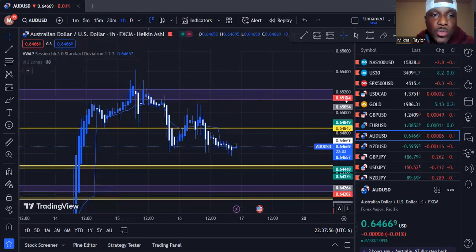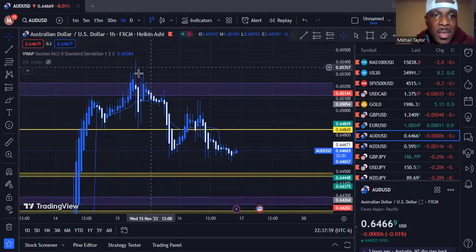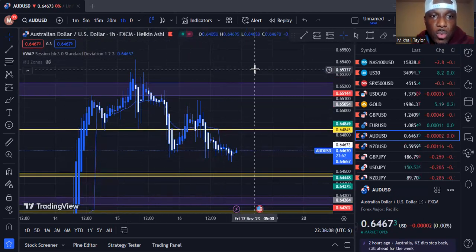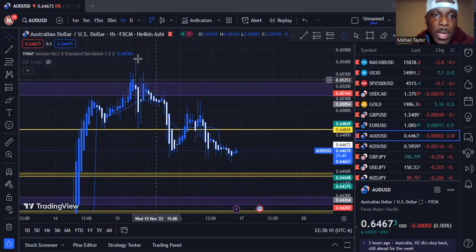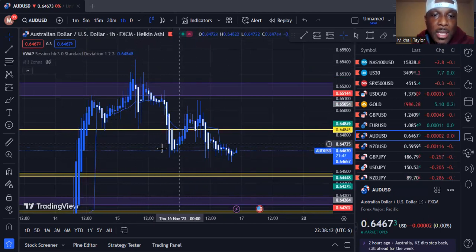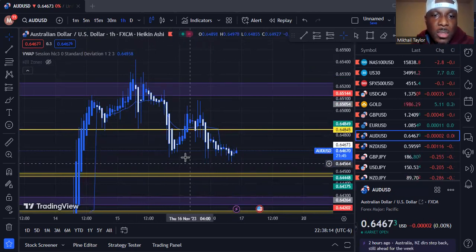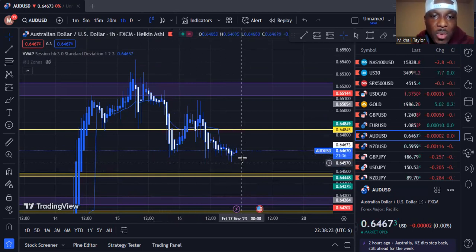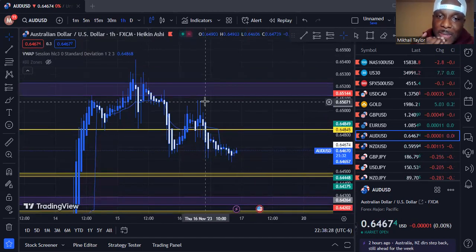Obviously we know that trends are supposed to be higher highs and higher lows, or lower highs and lower lows. This one's kind of iffy because it's hitting more of a resistance right here, so it hasn't become a lower low yet. We're going to see what this does later on.